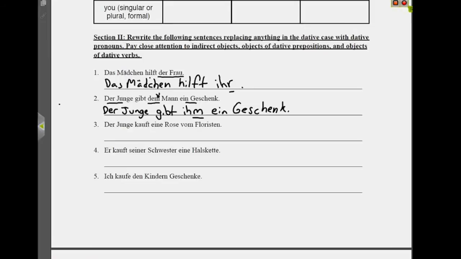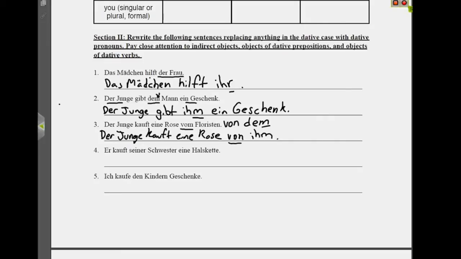Der Junge kauft eine Rose vom Floristen. The boy buys a rose from the florist. Now here we have vom, which is actually a contraction of von and dem. So when we make our pronoun here, we have to separate those two out again, so we just have von and then the pronoun. We leave everything else alone in the sentence. Der Junge kauft eine Rose, and then our preposition von. Von being a dative preposition, whatever comes after it has to be dative. Because we said von dem, we had an M here at the end of our der word. We now have an M at the end of our pronoun, von ihm. From whom? Von wem? Von ihm.